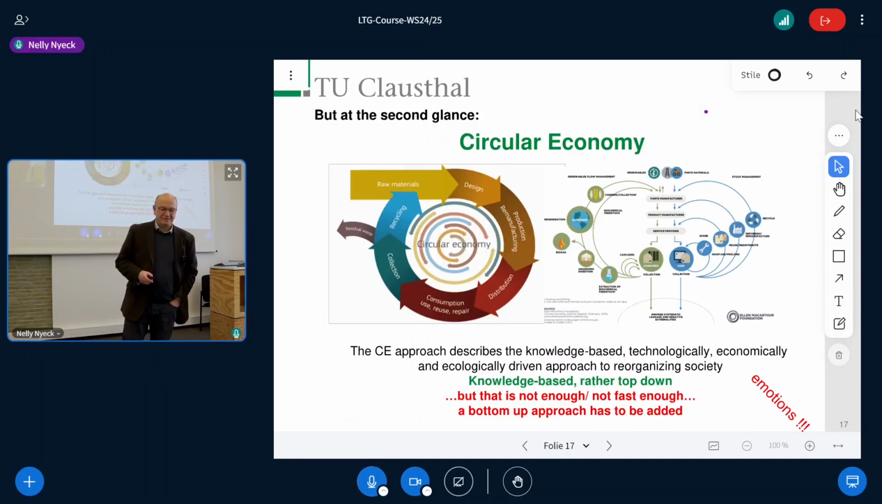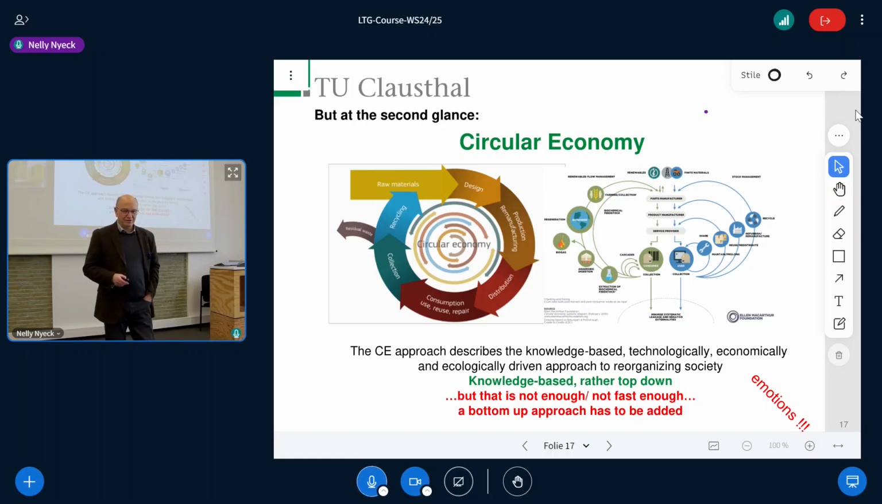At a second glance, we have seen circular economy, and what you can see also on the right side is a nice picture from the Ellen MacArthur Foundation. But that was in the very beginning coming more or less top down. How should it be done?